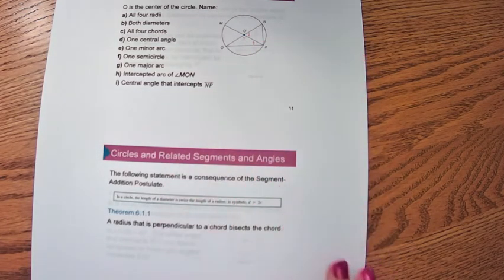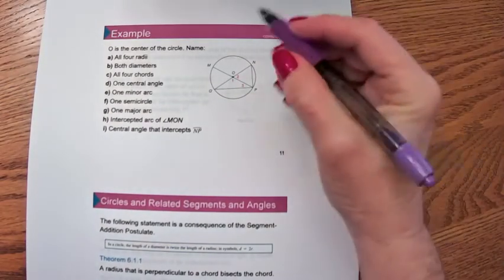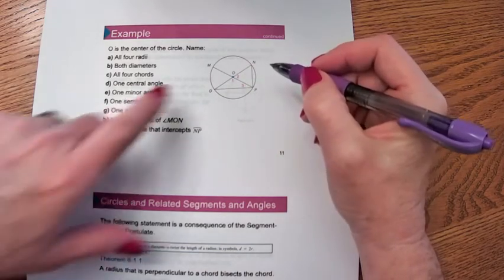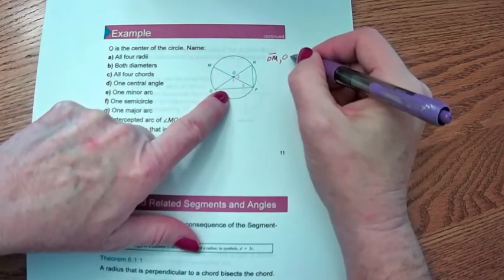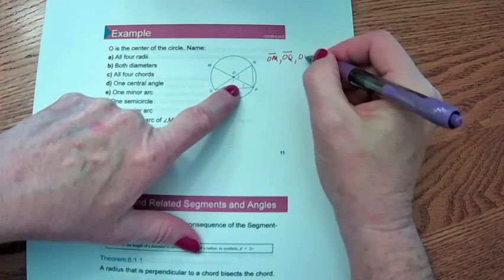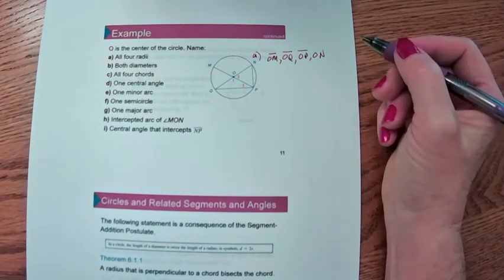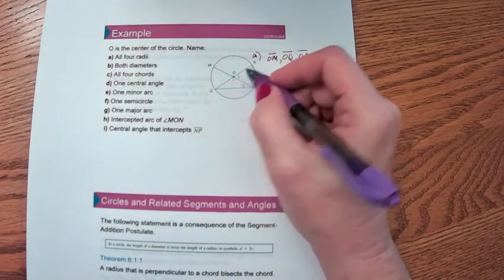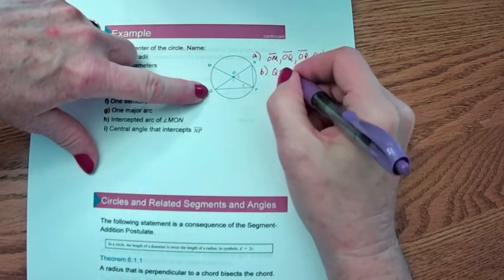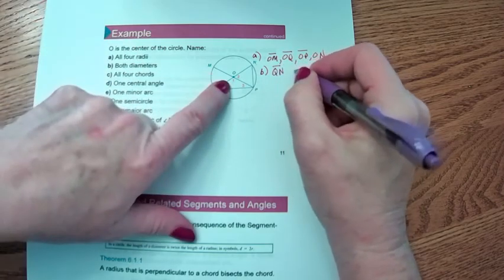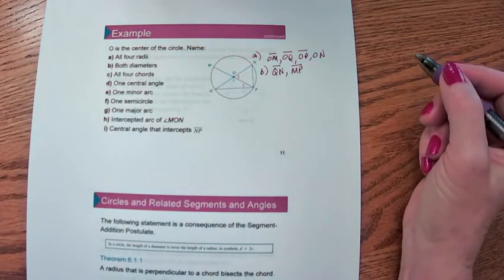So let's look at this example and let's see if we can find some of these measurements. O is the center of the circle. Name all 4 radii. So we have OM, OQ, OP, and ON are all the radii. Name the diameters. Diameters are a chord that go through the center. So for B, our diameters would be QN, and the chord or the segment NMP.